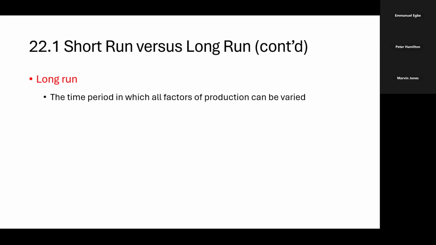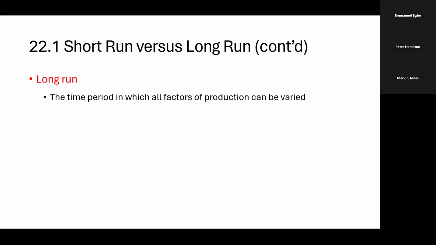Now, in the long run, though, all factors of production can be changed. All factors of production can be changed in the sense that the quantities, the number of units of any factor of production can be changed in the long run. In the short run, the number of units of at least one factor of production will not be able to be changed.